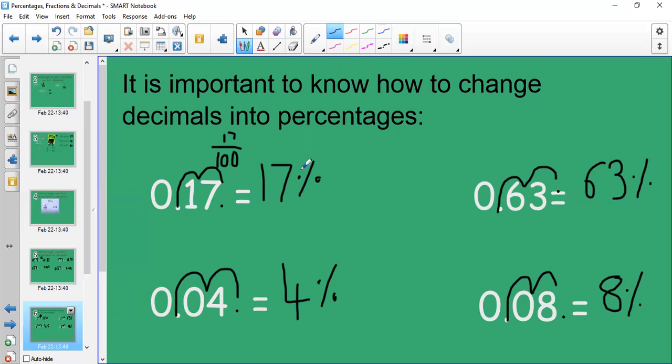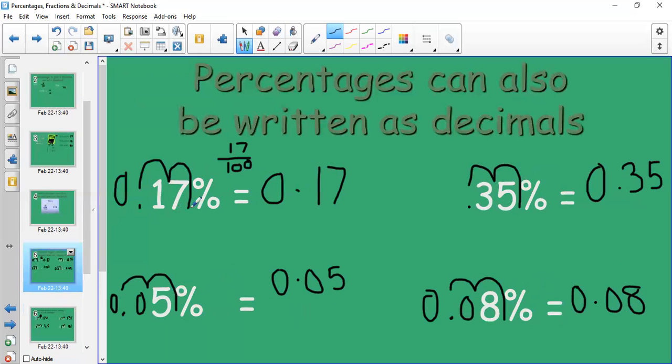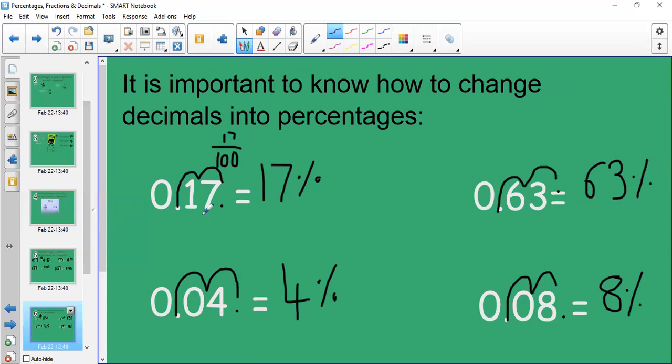Okay, and so that's how you change a decimal into a percentage. If you've already got the percentage and you want to change it into a decimal, you're dividing by 100. You're moving that decimal point back 2 places. But if you've already got the decimal and you want to change it into a percentage, you're just multiplying by 100, moving that decimal point forward 2 places. So I hope that makes sense.